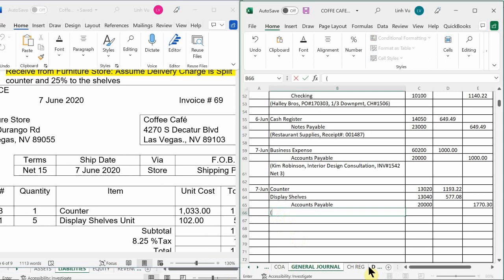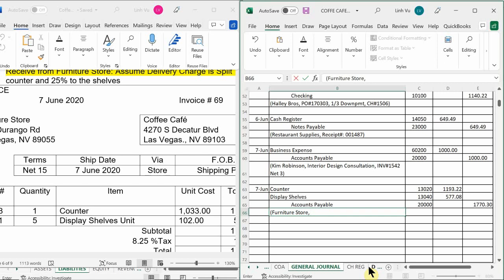Who's my vendor? Who did I buy from? We bought, that's us. So in this case, we bought this from the furniture store. Good. Now in this case, do you need to say that we bought a counter and display? No, you don't need to.